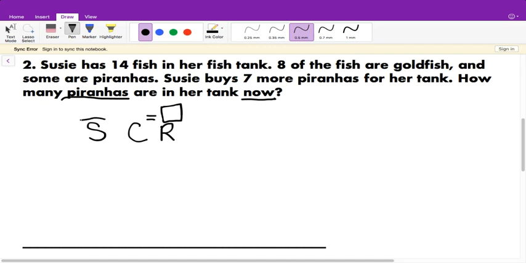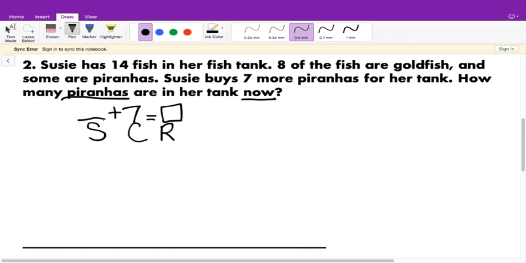I'm going to put a line here. Let's keep reading for the change. Susie buys 7 more piranhas for her tank. Okay, she's buying 7 more. So that is the change. And since she's buying more, we know that this is addition. Very good. So we need to add 7.